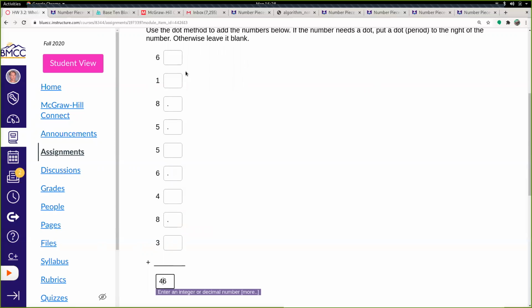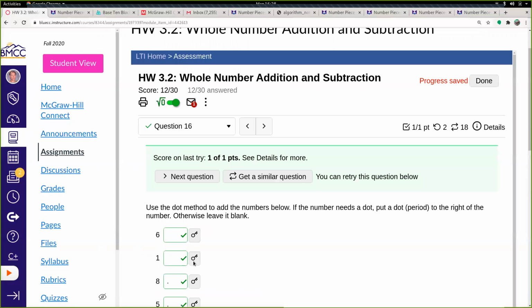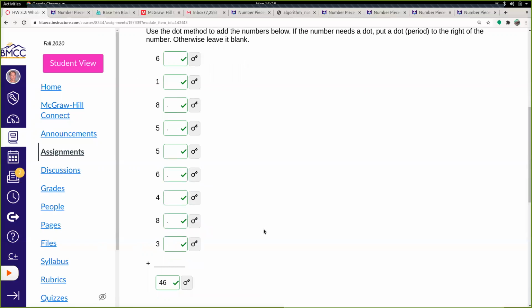So here I'm just keeping track of whether you put a dot or not when you found a 10, and do you have the final number right? Okay, so every time we find a 10, we put a dot to keep track of it, and then we keep track of the ones in our head.